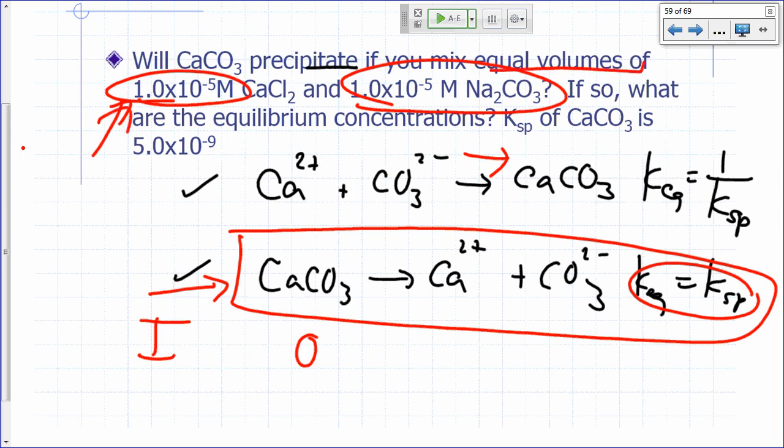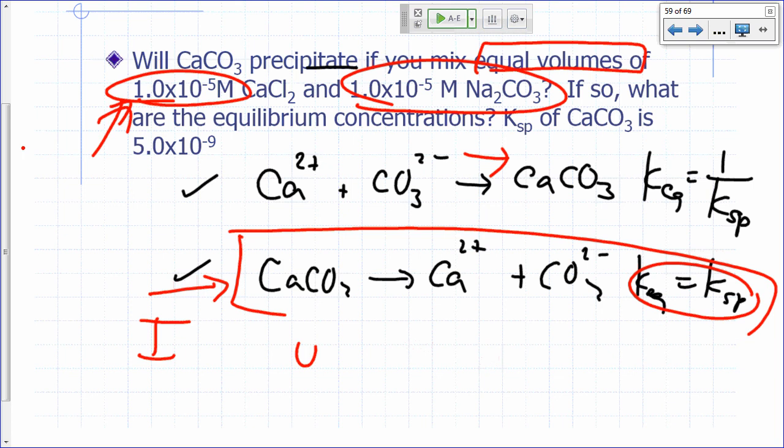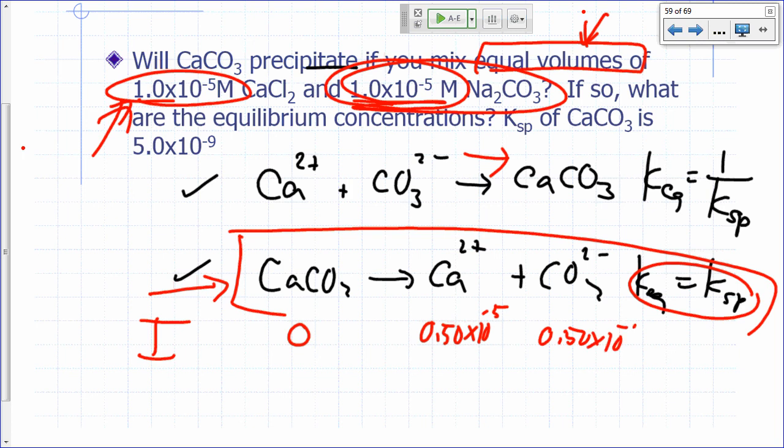You're mixing equal volumes, so your volume has doubled. So it's no longer 1 times 10 to the negative fifth. It got diluted twofold, right? So your initial concentration of calcium is only 0.50 times 10 to the negative fifth. Initial concentration is 0 for calcium carbonate, since you don't have any. Your carbonate is also half of its original concentration, because you've doubled the volume when you mix them. So this is 0.50 times 10 to the negative fifth.